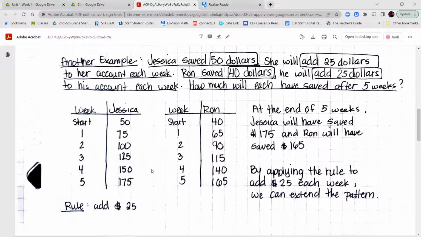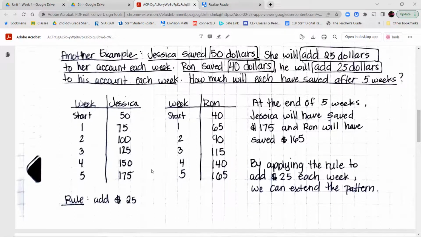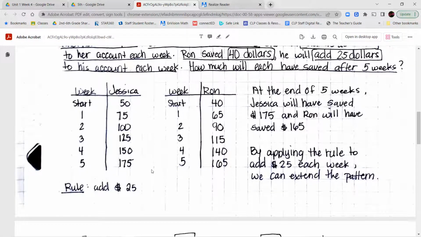All right, let's look at another example. It says Jessica saved $50. She will add $25 to her account each week. Ron saved $40, and he'll add $25 to his account each week. How much will each have saved after 5 weeks? So we're going to set up our tables the exact same way. We're going to have their starting amount and then weeks 1 all the way to week 5 for each one of them.